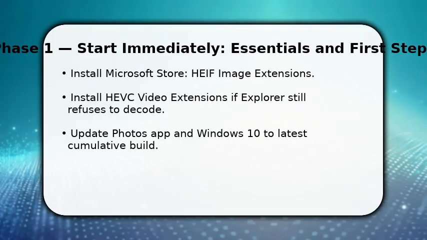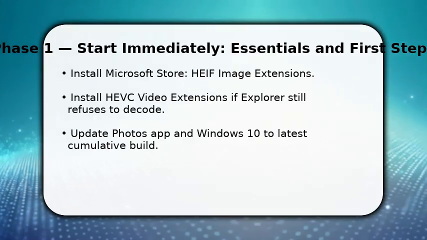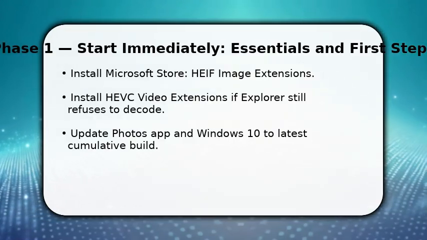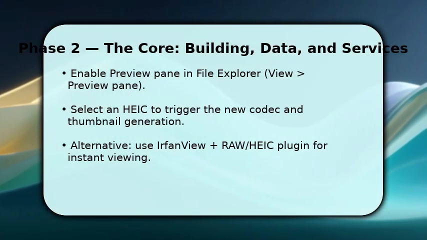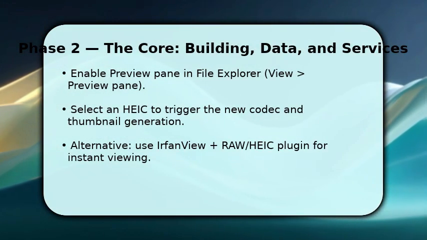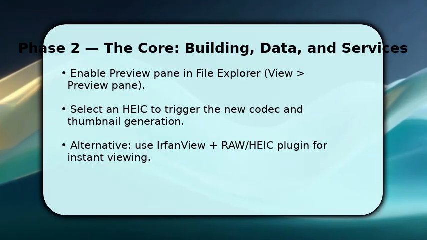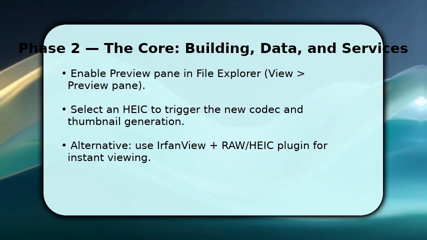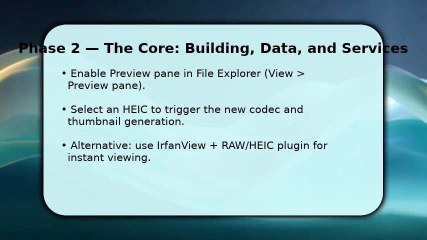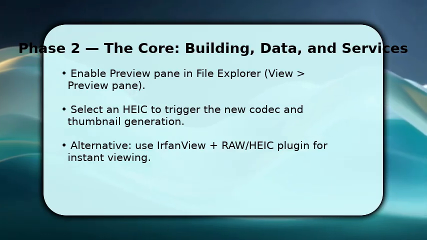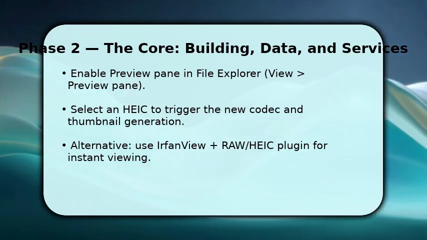After installing, restart Explorer or sign out and back in so the new codecs register with File Explorer and the Preview pane. Next, enable the Preview pane in File Explorer. Choose View, then Preview pane so you can see images without opening them. Select an HEIC file and give Windows a few seconds to generate thumbnails and the preview. The newly installed HEIC/HEVC codecs handle the decode.